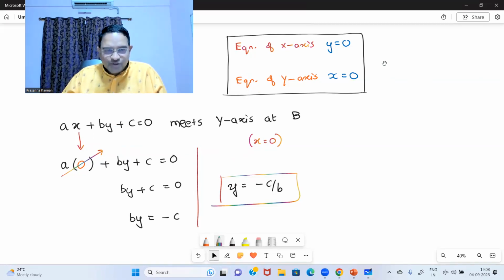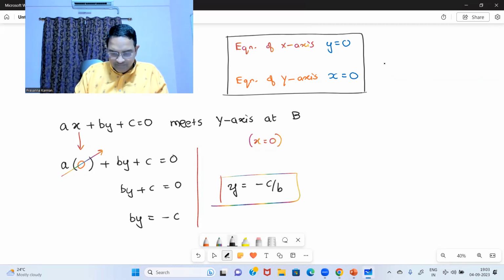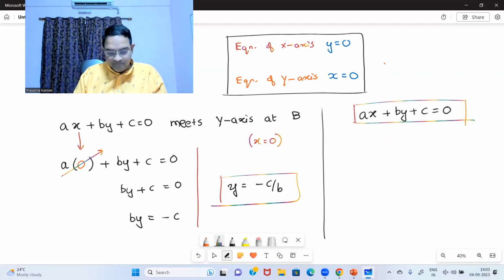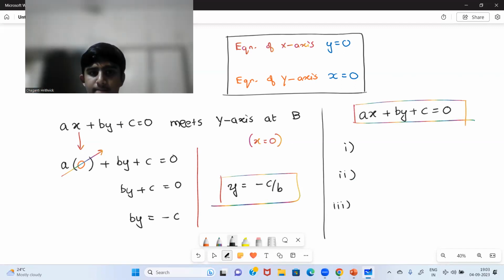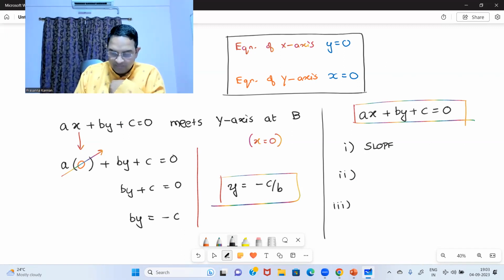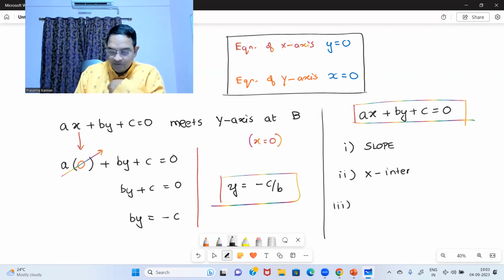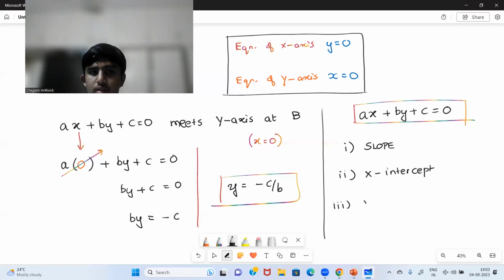So if I give you the equation of a straight line in general form, instantly 3 things you must be able to find. What are the 3 things that you can find from this? Slope. Yes, very good. What is the next thing? Intercept of x-axis, or you can call it x-intercept. What is the other thing you can find? Y-intercept. Exactly.